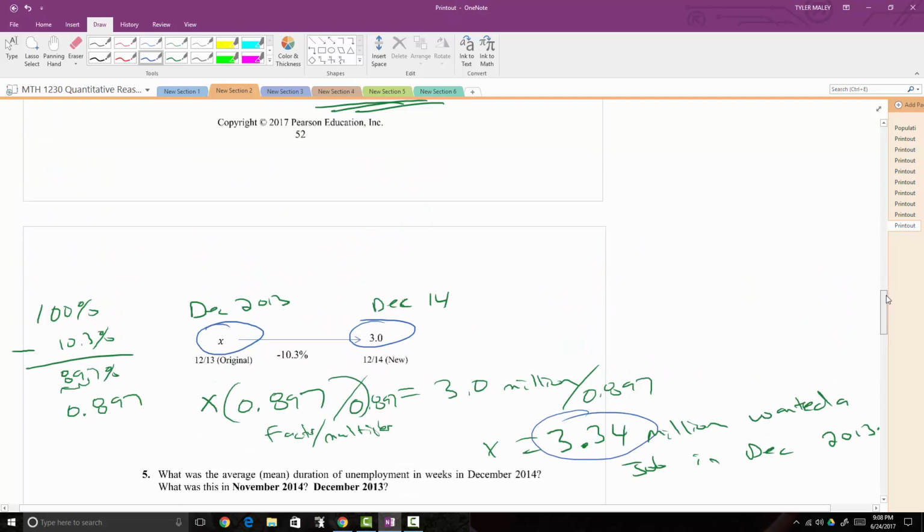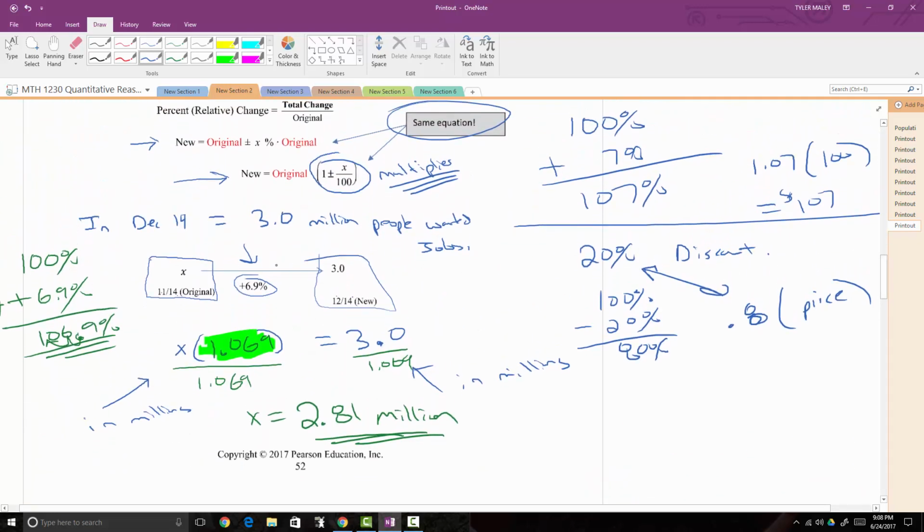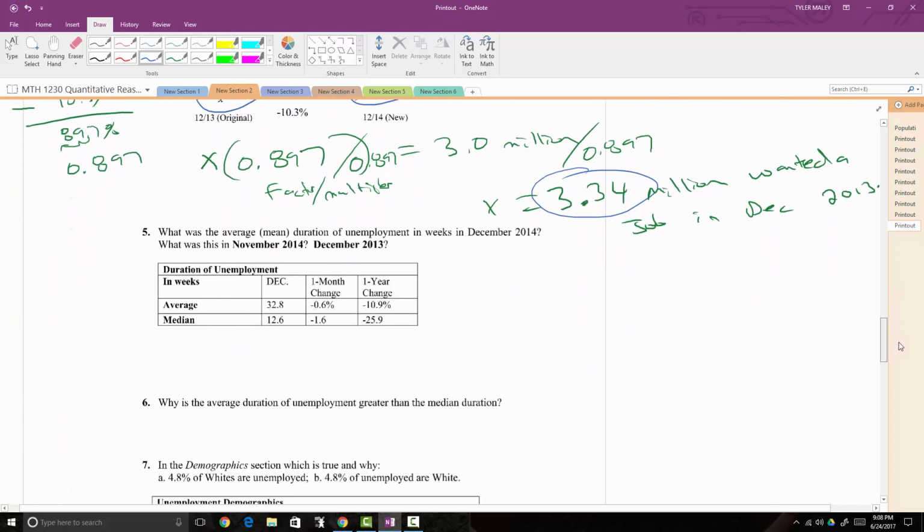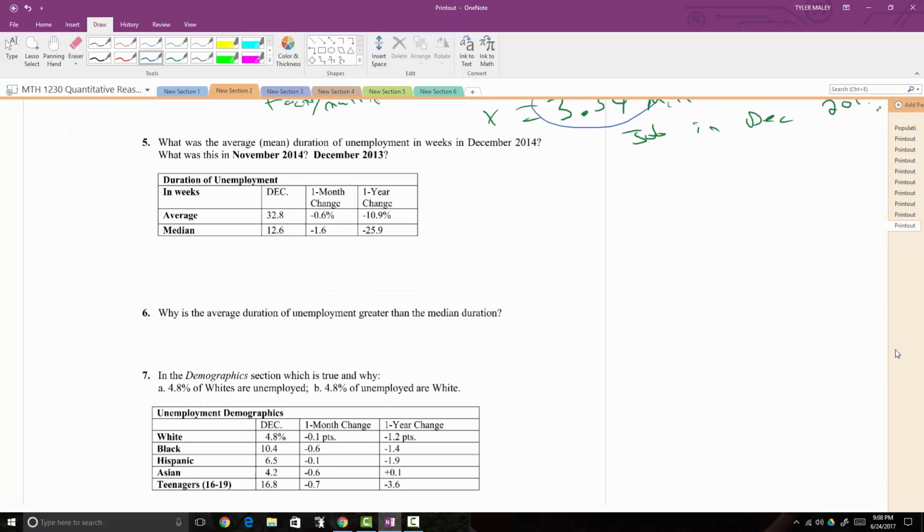Where up here we had a positive % change, which is a % increase. So this x value should be smaller than the 3.0, right? Because I started with some value and I went up, which gave me a larger number. So 2.81 million is smaller than 3.0, which is good. So it's kind of just like a common sense, quantitative reasoning type of check that you can do.